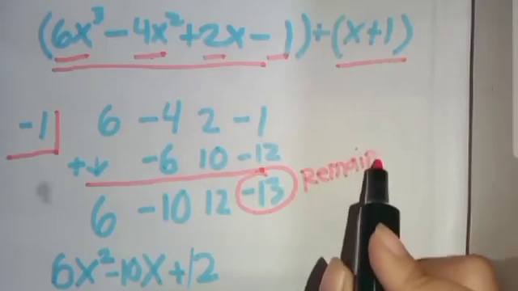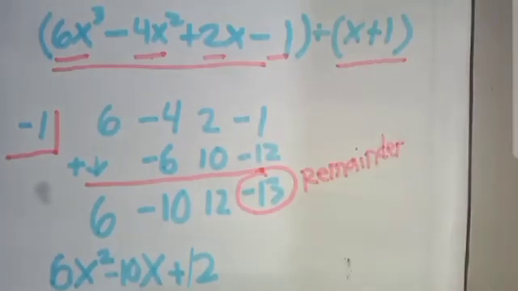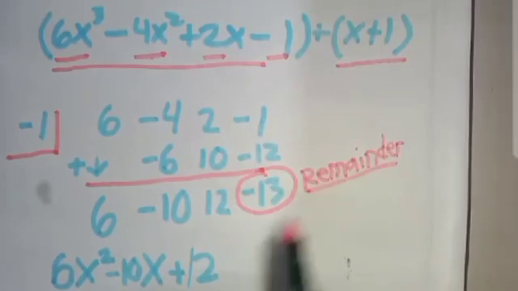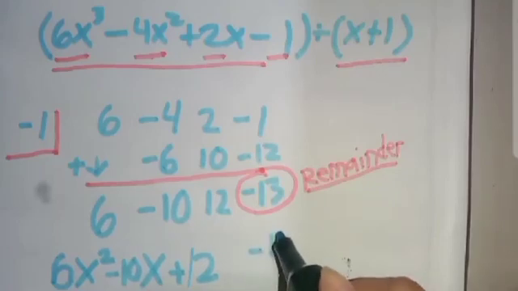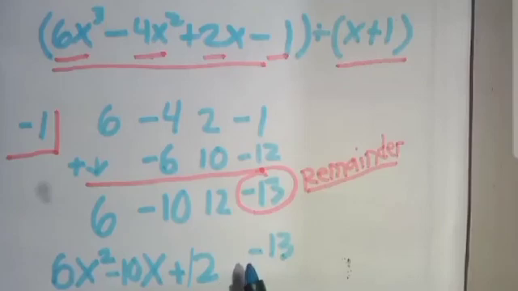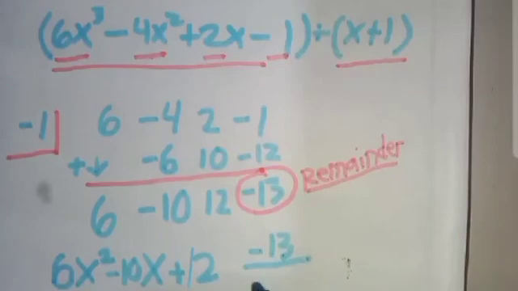Now, how are we going to show the remainder as negative 13? Then the remainder is negative 13 over x plus 1. So our final answer, or the quotient, is 6x squared minus 10x plus 12. Then the remainder is negative 13 over x plus 1.